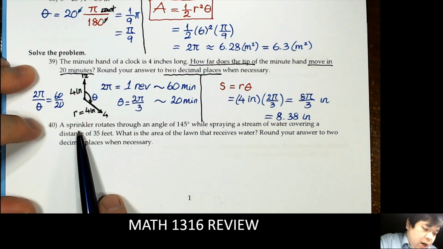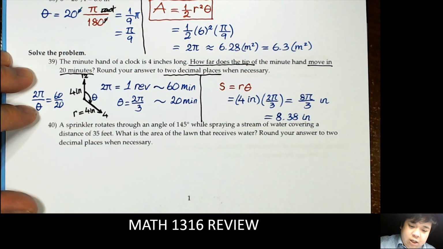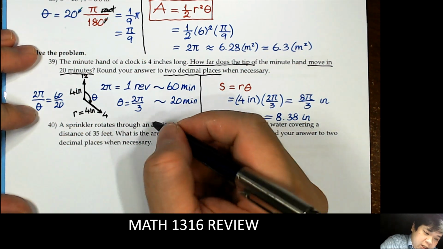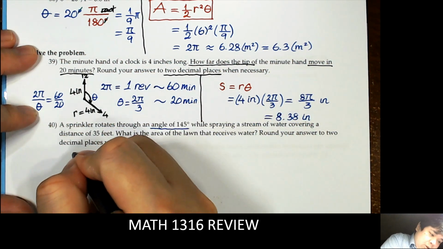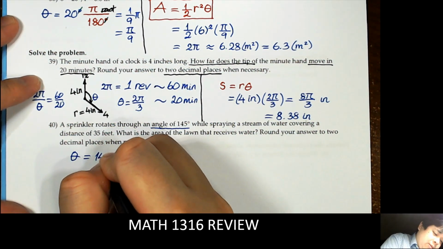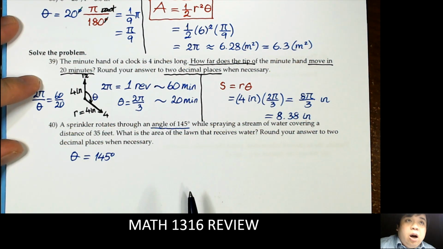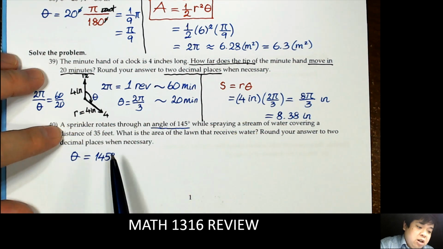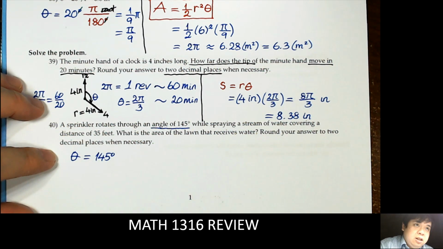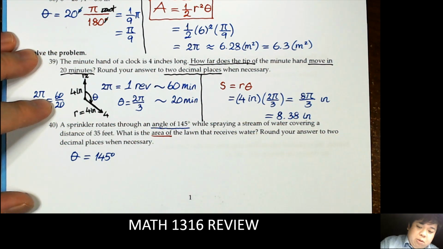Next, a sprinkler rotates to an angle of 145 degrees. So we have that already. So theta equal to 145 degrees. Of course, we convert this to radian for sure. While spraying, a stream covers the distance of 35 feet. What is the area? So we need to find the area of the sector.